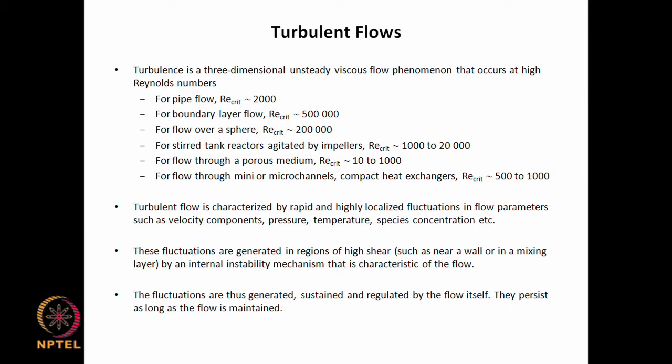If you take another simple case, flow over a sphere, again it is a well characterized flow in the sense that you have a sphere in an infinite fluid medium. The sphere has a characteristic length scale, which is the diameter, and again we are looking at the approach velocity or the free stream velocity of the fluid as the characteristic velocity. So u infinity times d by nu is the Reynolds number in this particular case, and here the transition to turbulence happens at a Reynolds number of 200,000.